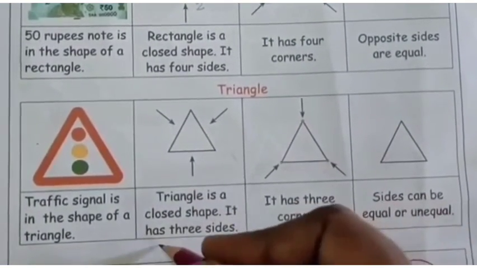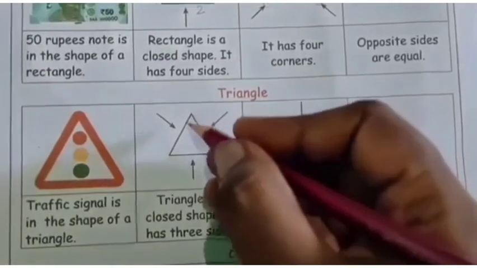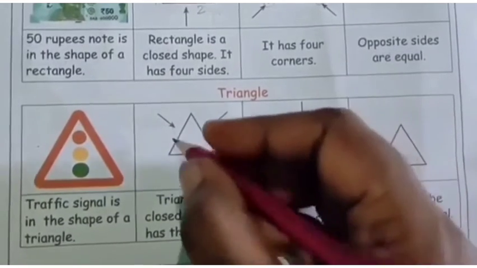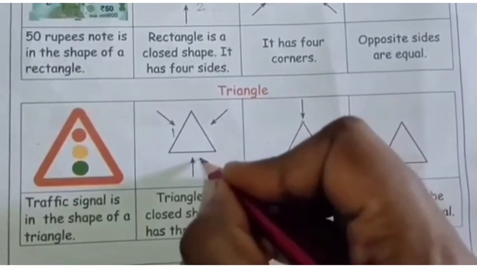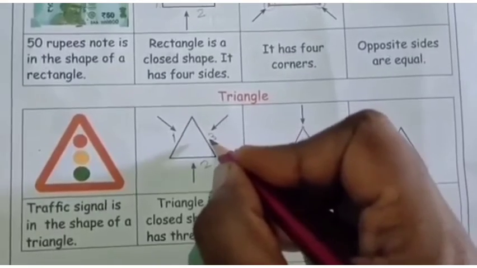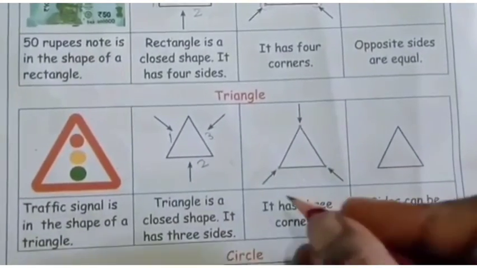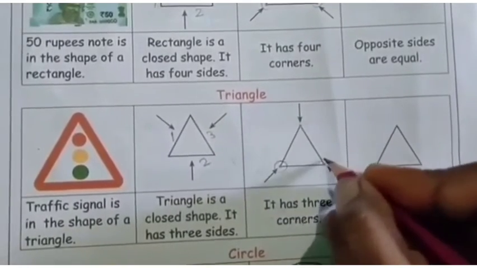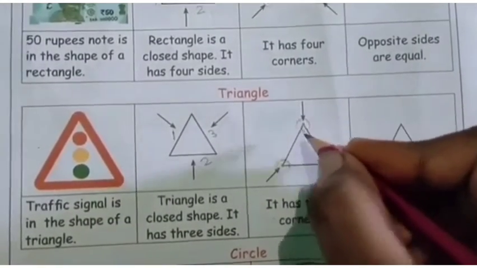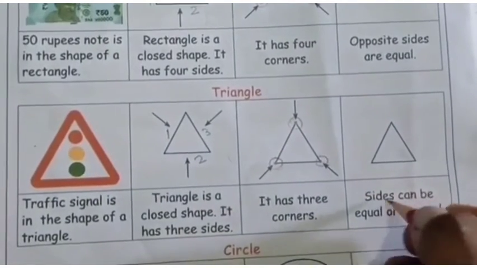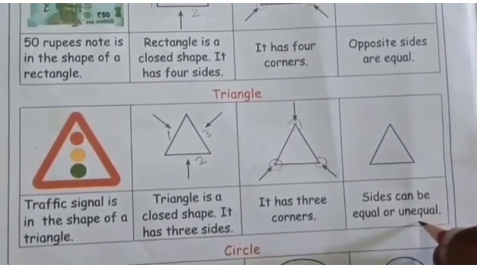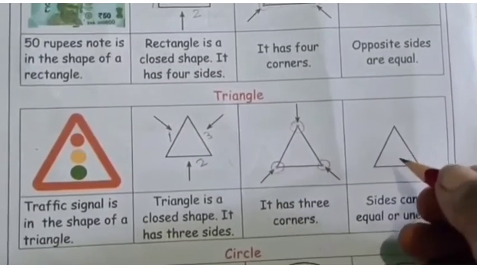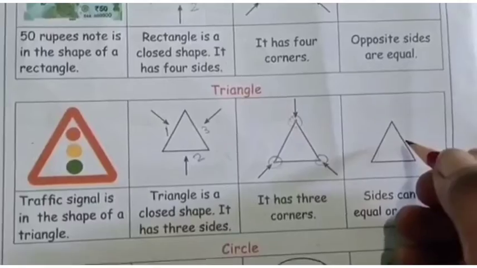Triangle is a closed shape. It has 3 sides. Look here. 1, 2, 3. Triangle has 3 sides. It has 3 corners. 1, 2, 3. 3 corners. Sides can be equal or unequal. Triangle oda sides equal avum irukum. It might be unequal also. Unequal avum irukkalam, equal avum irukkalam.